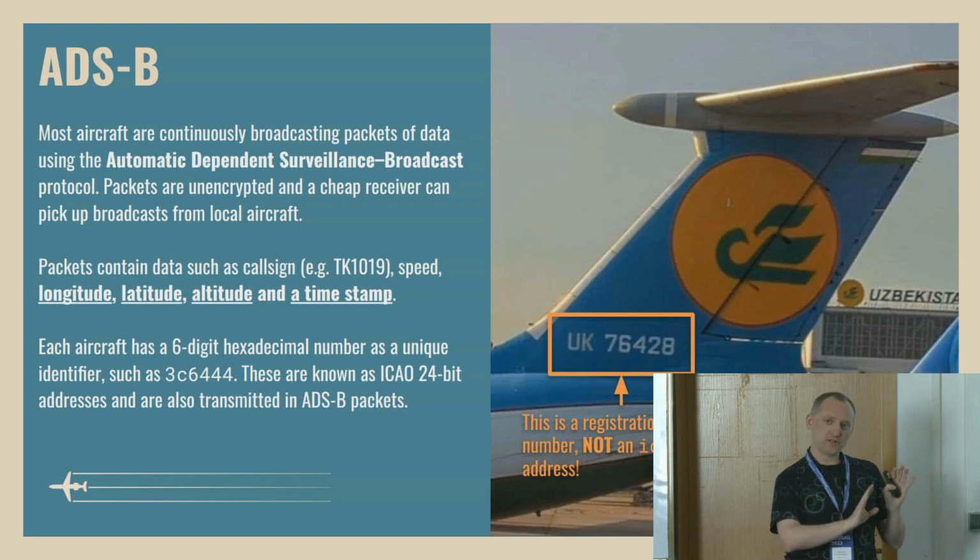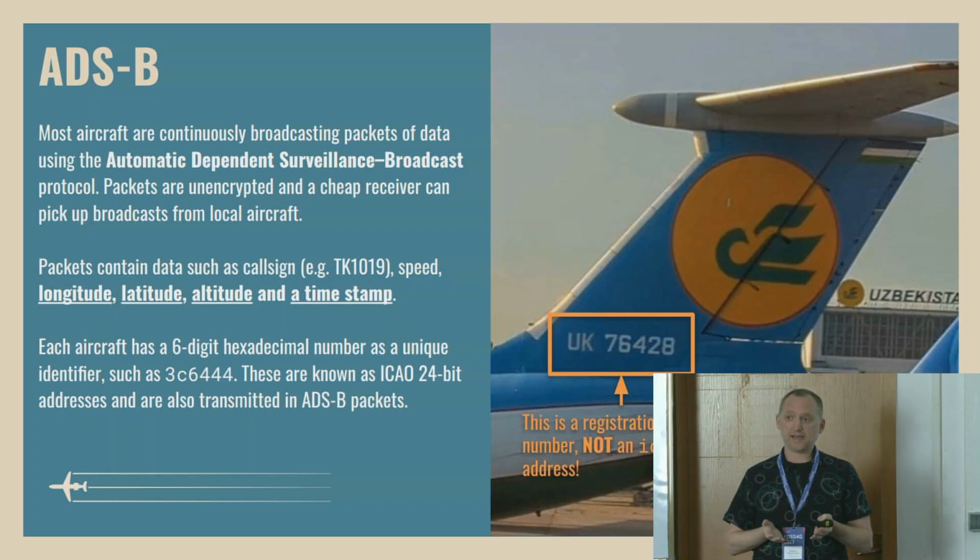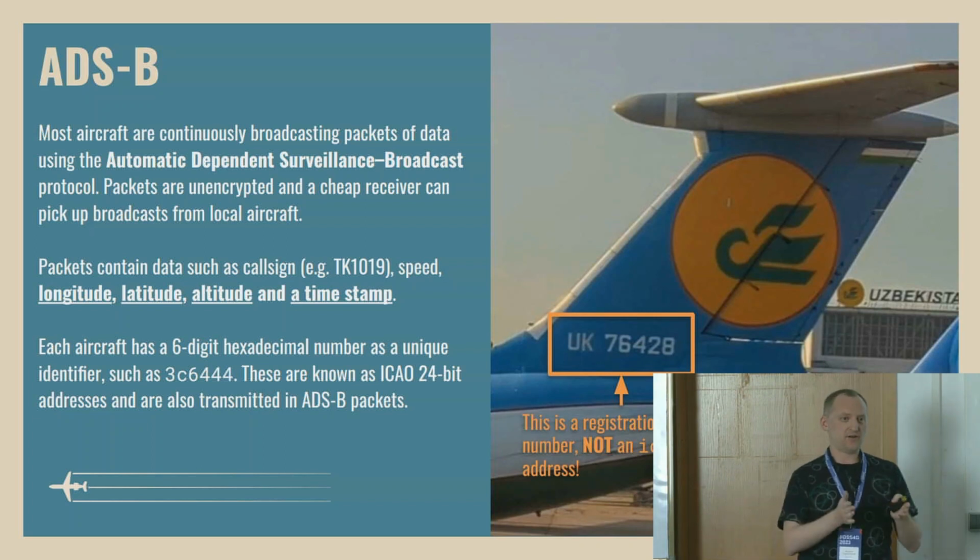One other thing that's going to be important that I'll briefly touch on is that each of these packets also has something called an ICAO24 address, and this is a unique identifier that every airframe, every aircraft, has. And there's an example, right, 36444. These are also transmitted in the ADS-B packets, so you can uniquely identify which aircraft is traveling.